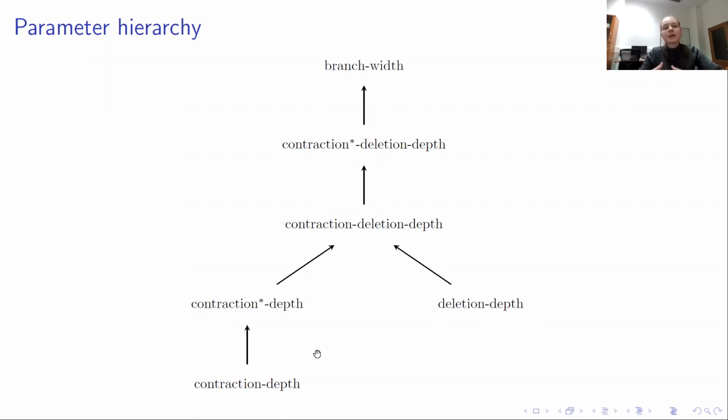So on the top, I have these parameters that are the most general. So for example, the branch rate will always be smaller than contraction start depth and contraction deletion depth of matroid. And the key property that I would like to mention is the following one.